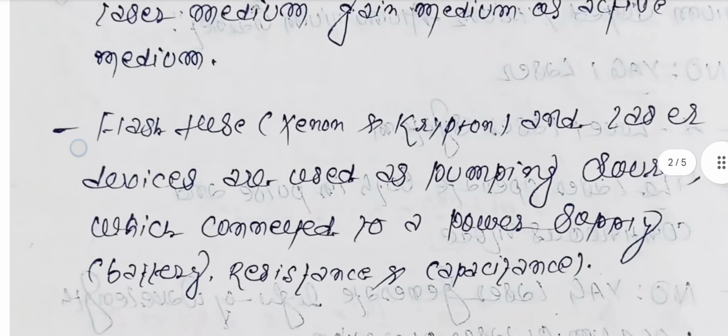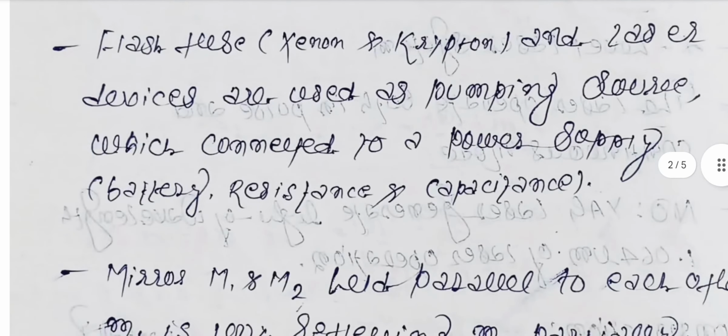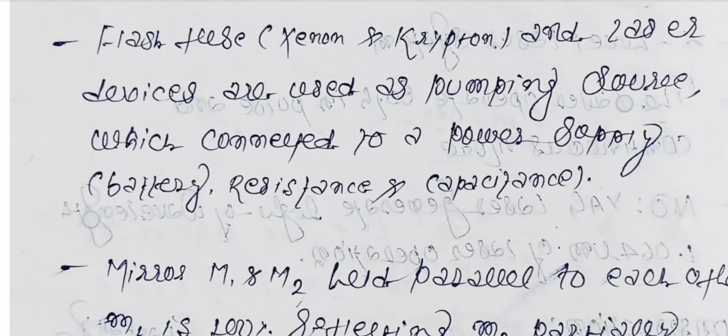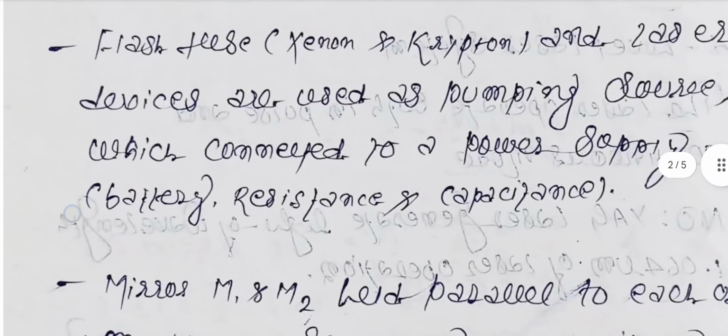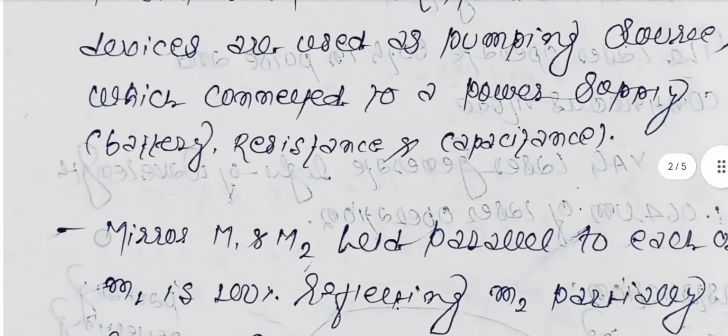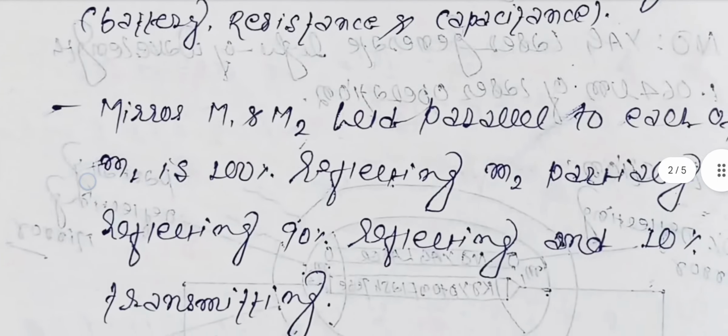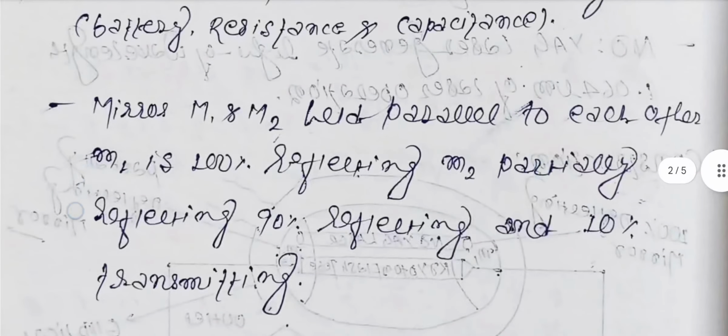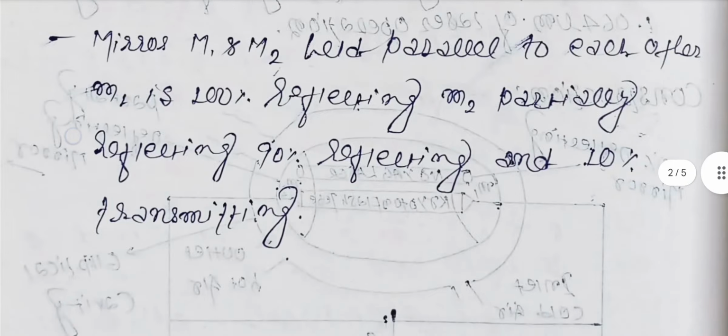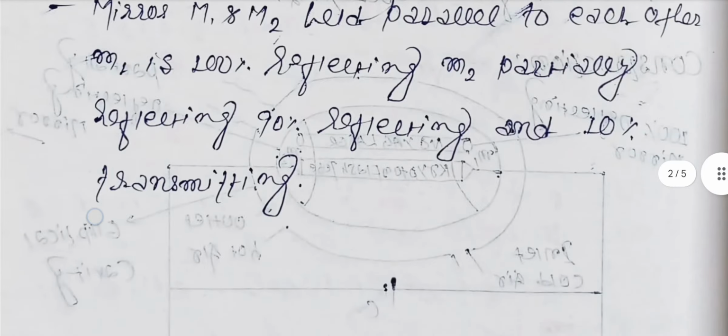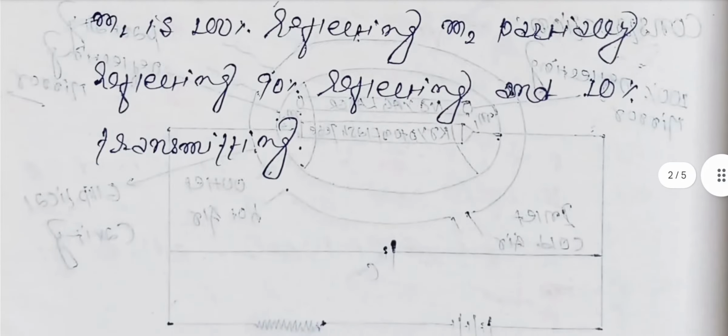A flash tube of xenon or krypton is used as the pumping source, which is connected to a power supply, battery, resistance, and capacitance. Mirrors M1 and M2 are held parallel to each other. M1 is 100% reflecting, and M2 is partially reflecting, 90% reflecting and 10% transmitting.